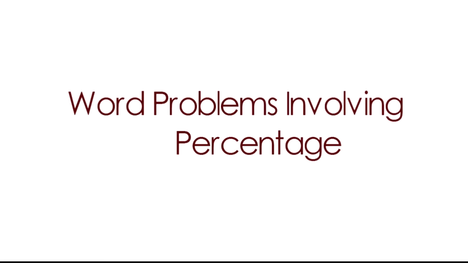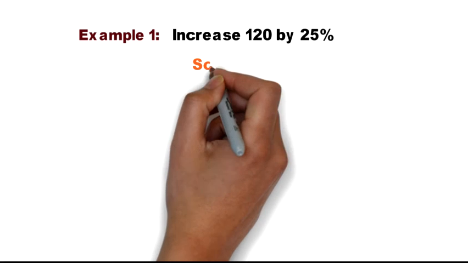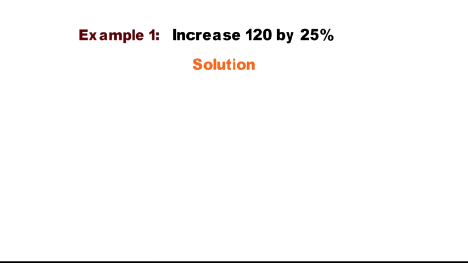Next, we will solve word problems involving percentage. Example 1. Increase 120 by 25%. To solve this question, we need to find 25% of 120. Then, the result that we obtained will be added to 120 to get the percentage increase. So, let's begin.